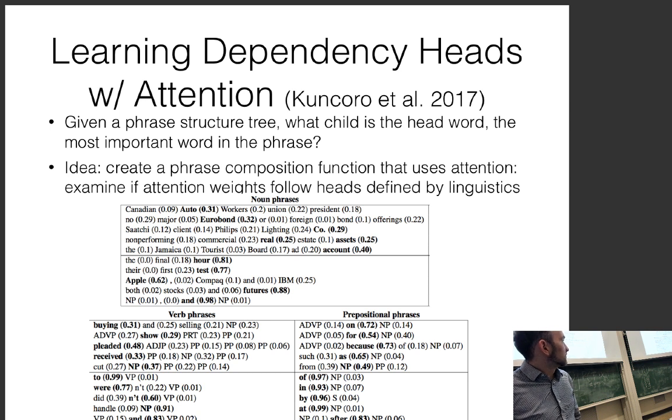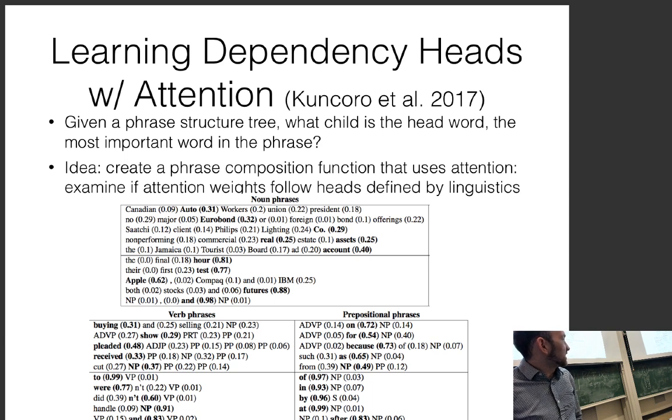So, for example, we have Canadian Auto Workers Union president. In this case, maybe president would be the normal head, but for some reason it decided to focus on auto. In this case, it actually does get corporation, which I would say is the normal head. In this case, it got real estate assets. It got real and assets. So you can see in some cases, it follows what we would expect. In some cases, it doesn't.